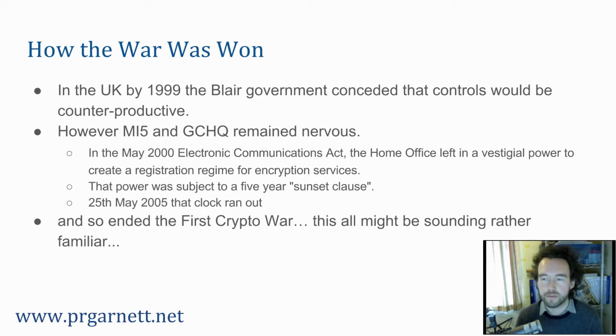That power was subject to a sunset clause, and that sunset clause ran out in 2005. And that really brought to the end the first crypto war, essentially. But this should all be sounding very familiar, because we're going through a process today that is very similar.